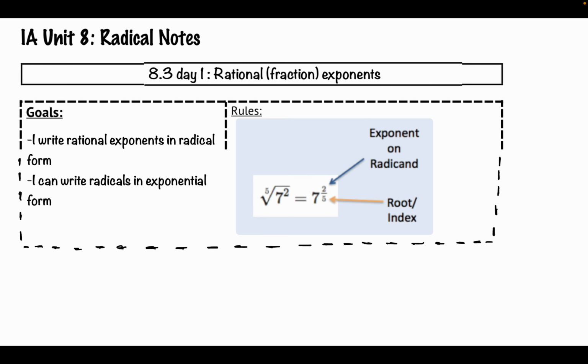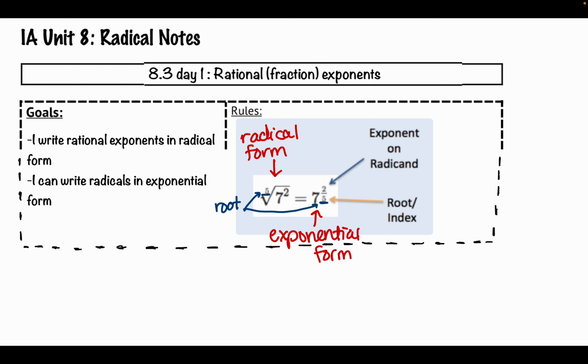Okay, so this is called your exponential form. And this one is called your radical form. Okay. Remember what I told you, this spot right here, this is your root. And then the other spot is your exponent.